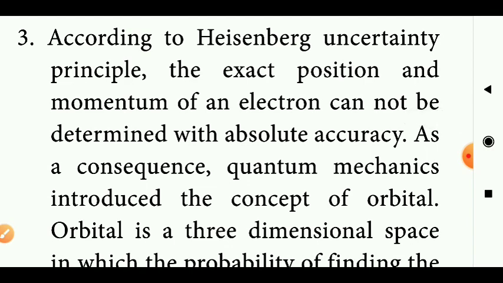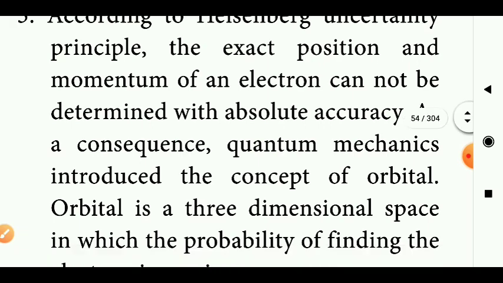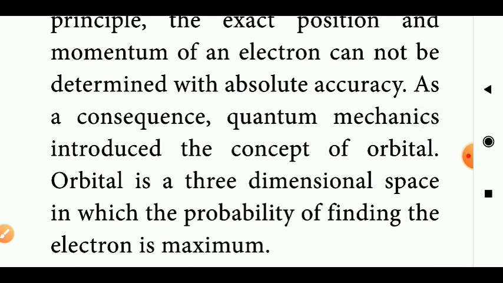But quantum mechanics fulfilled this by introducing the concept of orbital. What is an orbital? An orbital is a three-dimensional space in which the probability of finding the electron is maximum. So in an atom, wherever the electron density is highest, that space is called an orbital, a three-dimensional space.